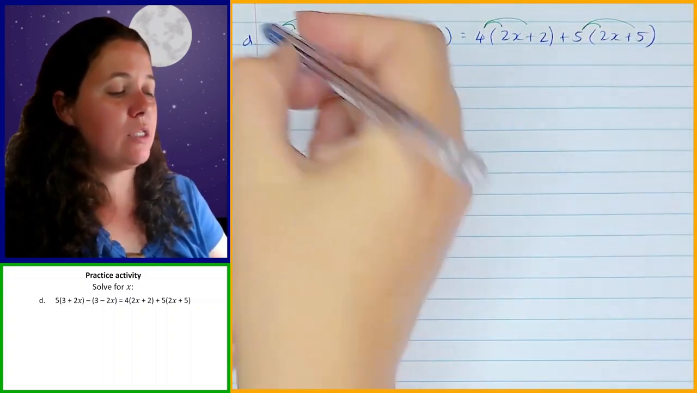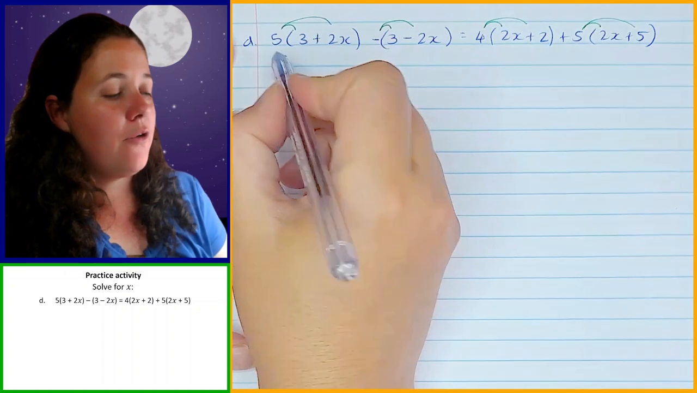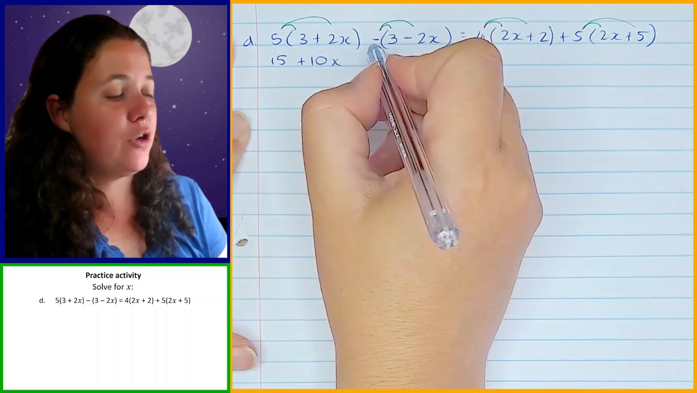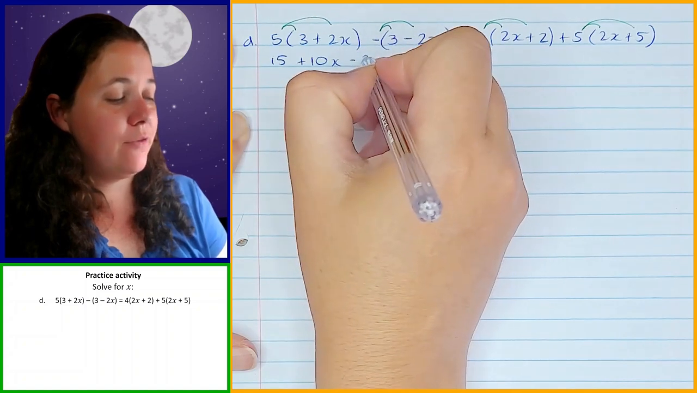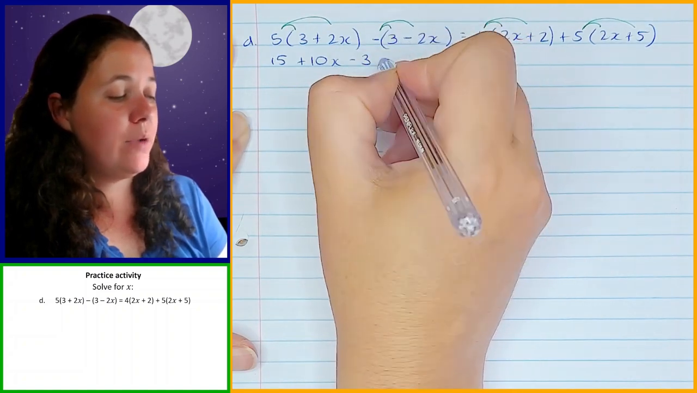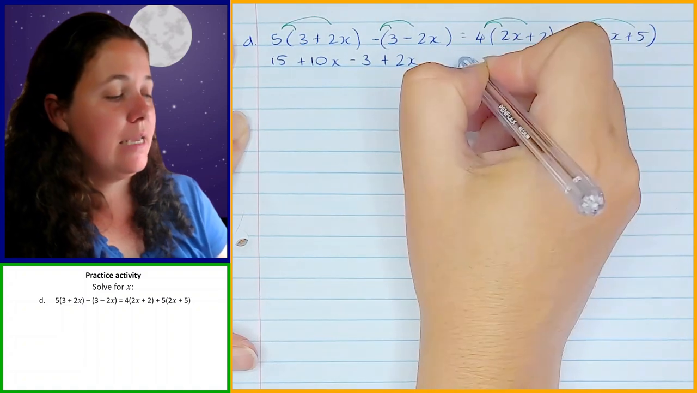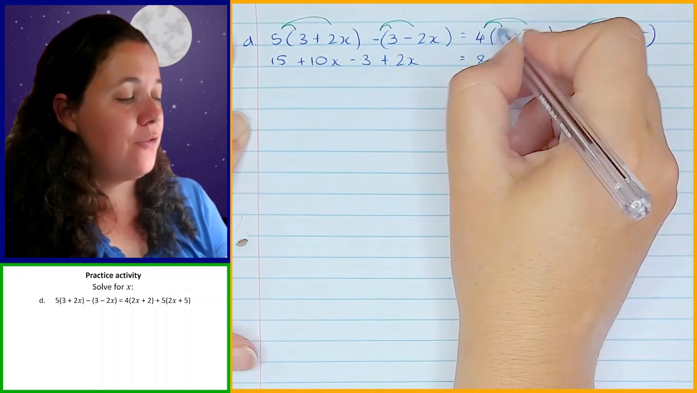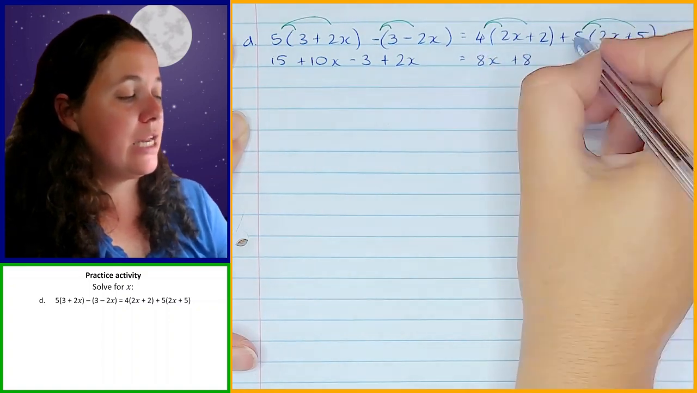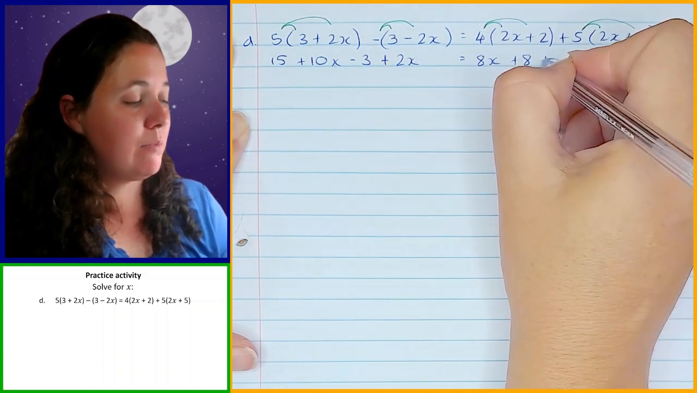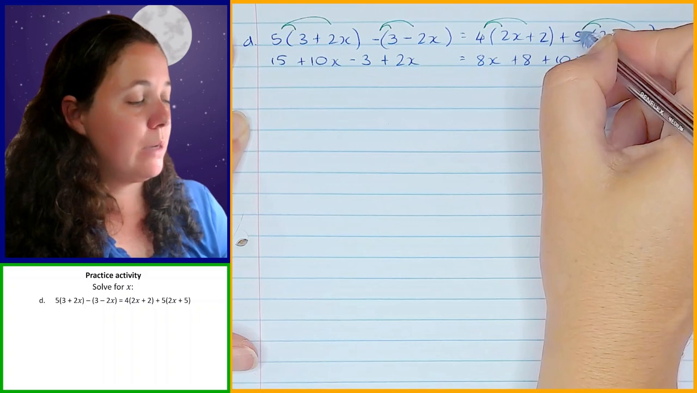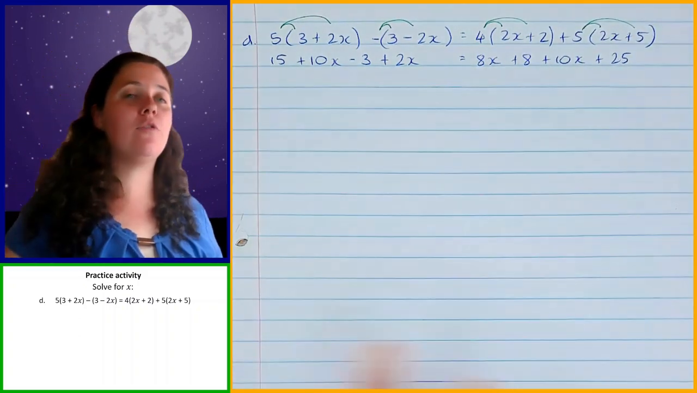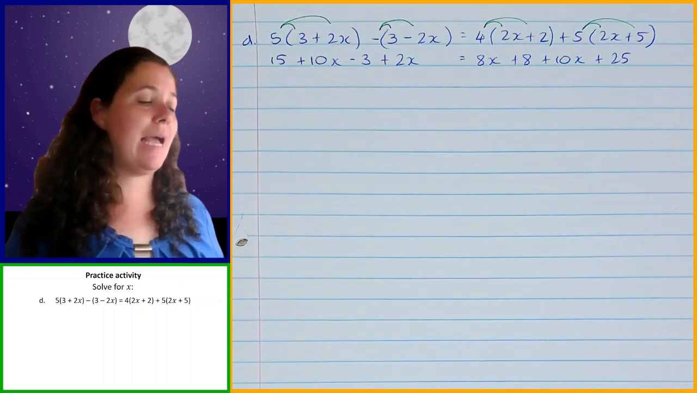So we've got 5 times 3 is 15. 5 times 2x is plus 10x. Then I've got negative 1 times 3 is negative 3. Negative 1 times negative 2x is positive 2x equals. 4 times 2x is 8x. 4 times 2 is plus 8. Then I've got plus 5 times 2x is plus 10x, and plus 5 times 5 is plus 25. Okay, so once we've got that, we can now go and simplify and solve as normal.